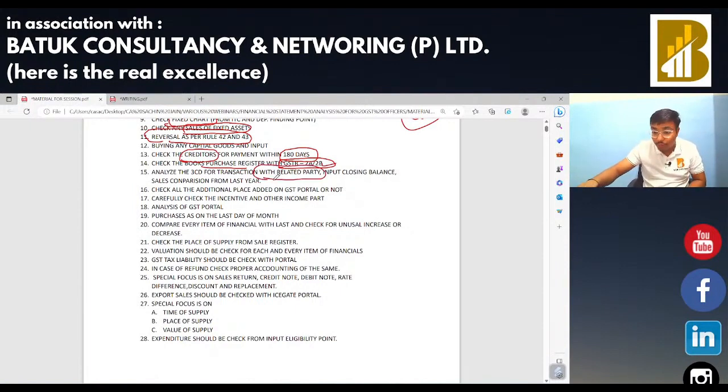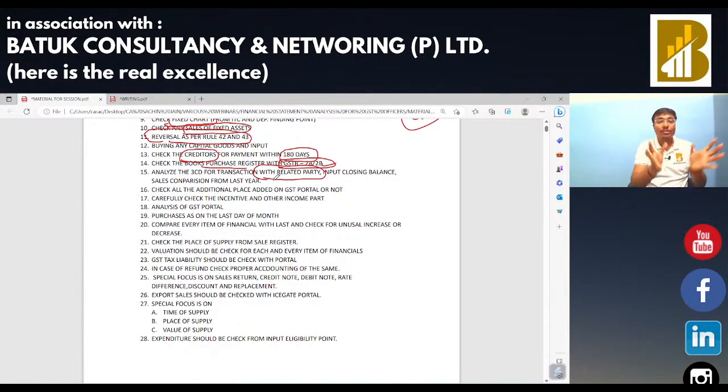Sir, when you are going to check the 3CD of that particular entity, one clause is there in that form 3CD itself related to transactions with the related party. In our today's session, we are also going to discuss certain important points of form 3CD from GST audit point of view. At that time, we are also going to discuss related party transactions.